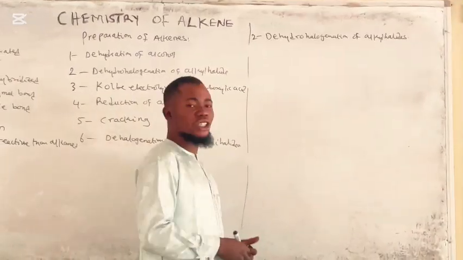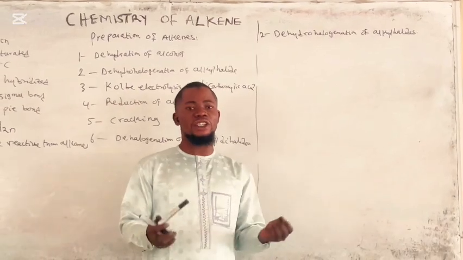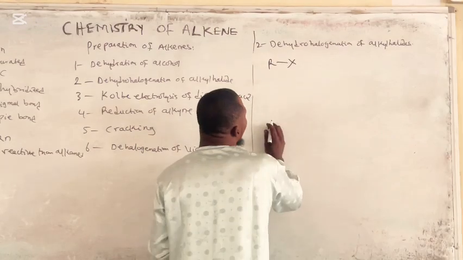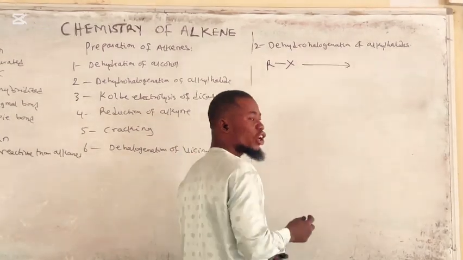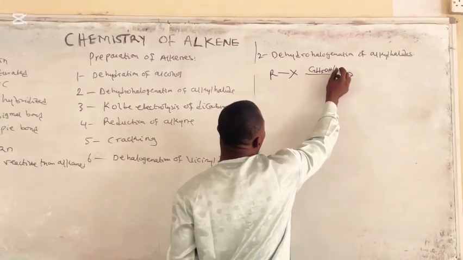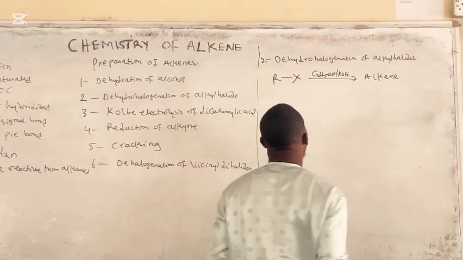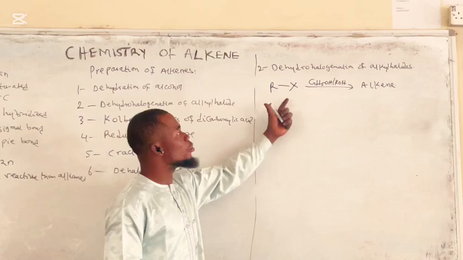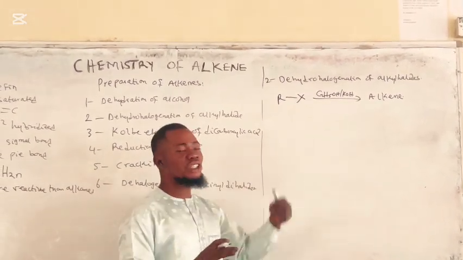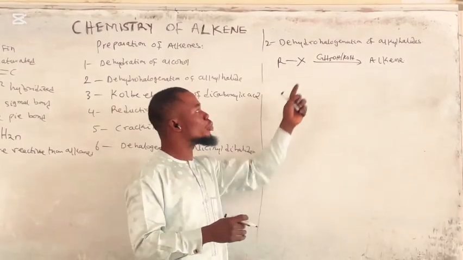Next one is dehydrohalogenation of alkyl halide. Alkyl halides are also the same thing as haloalkanes. The pattern of the reaction is your alkyl halide, in the presence of strong alcoholic potash such as C2H5OH potassium hydroxide, will give an alkene. Now, dehydrohalogenation simply means removal of hydrogen halide from an alkyl halide. Dehydrohalogenation, removal of hydrogen and halogen from an alkyl halide to produce alkene.